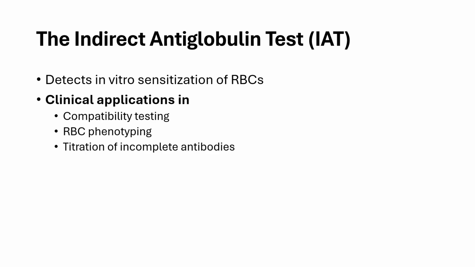For an indirect antiglobulin test, its purpose, as mentioned before, is to detect in vitro sensitization of red blood cells, so those red blood cells that are coated with antibodies in the lab. We would use this for compatibility testing, red blood cell phenotyping, and titration of incomplete antibodies.